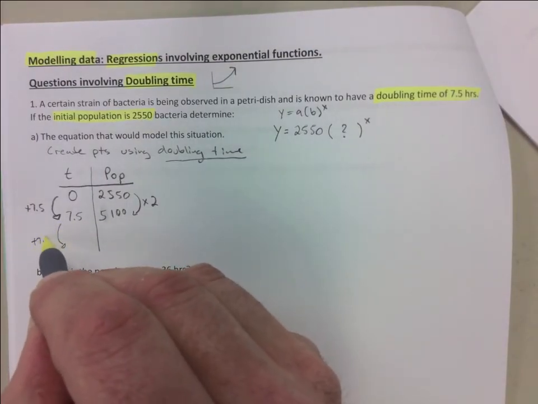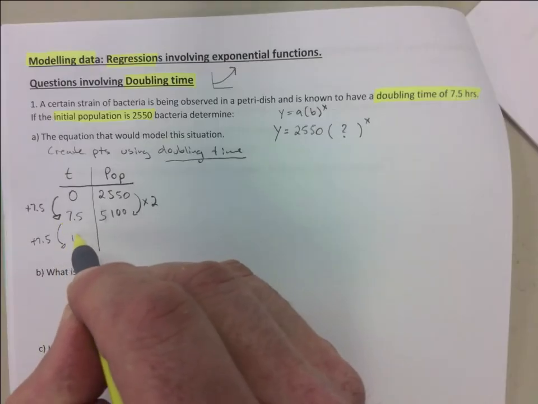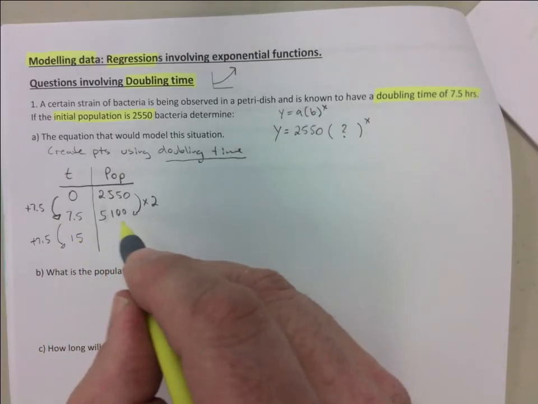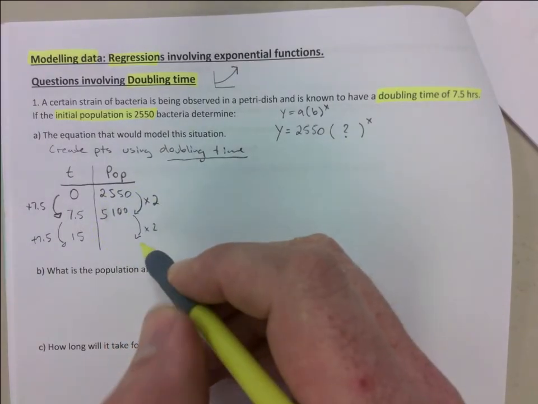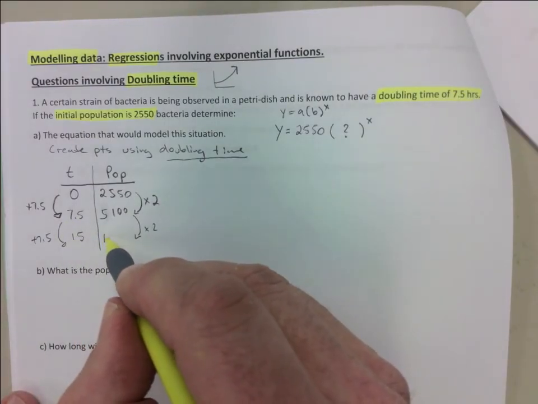Another doubling time happens, which means 7.5 hours have gone by. You're at 15. The doubling happens on the right side of your table, not on the left side. So this is 10,200.